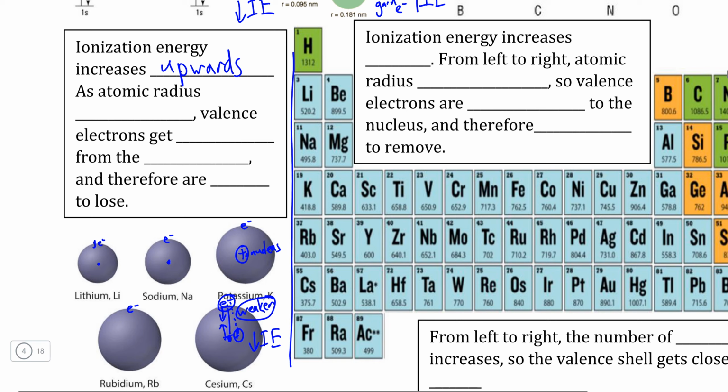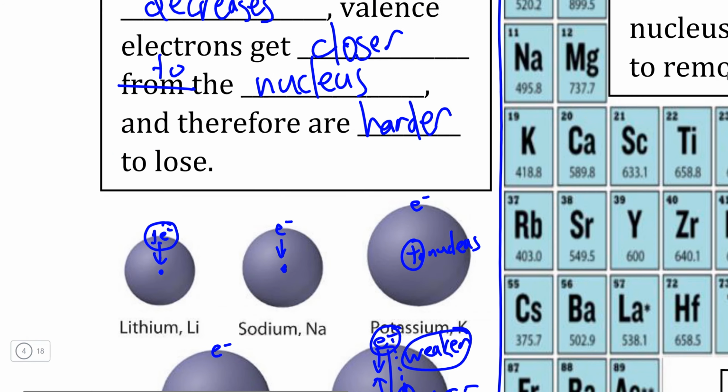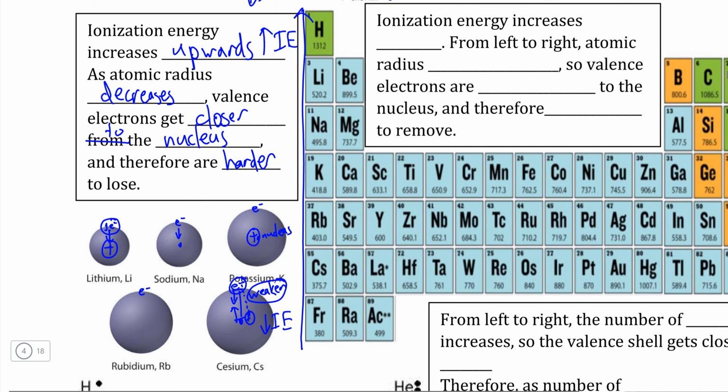Because when we go from bottom to top like this, atomic radius is going to decrease. In other words, the valence electrons are going to get closer, not from the, but to the nucleus. And as valence electrons get closer to the nucleus, they become much harder to lose, because the valence electrons are now closer to the positive charge that is holding them in place.